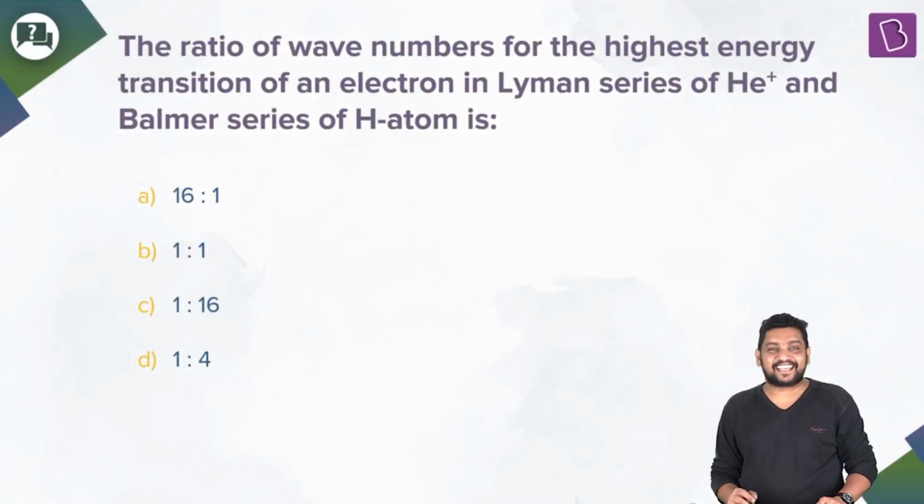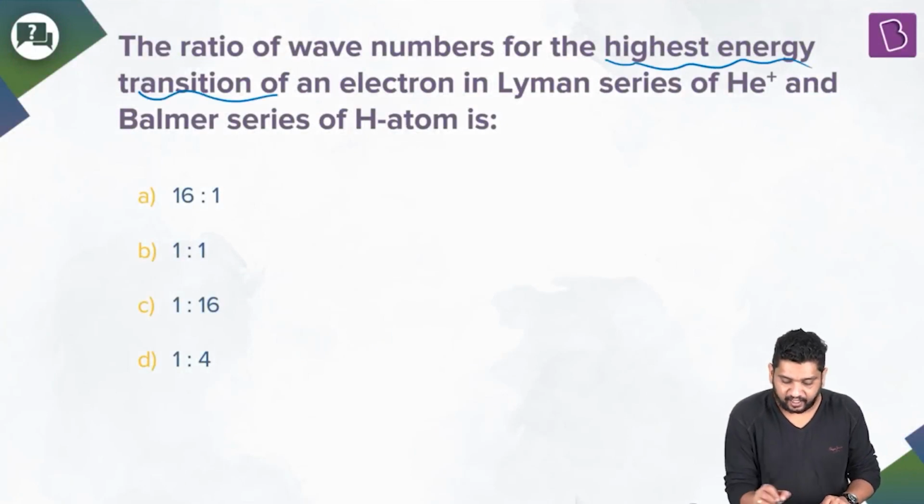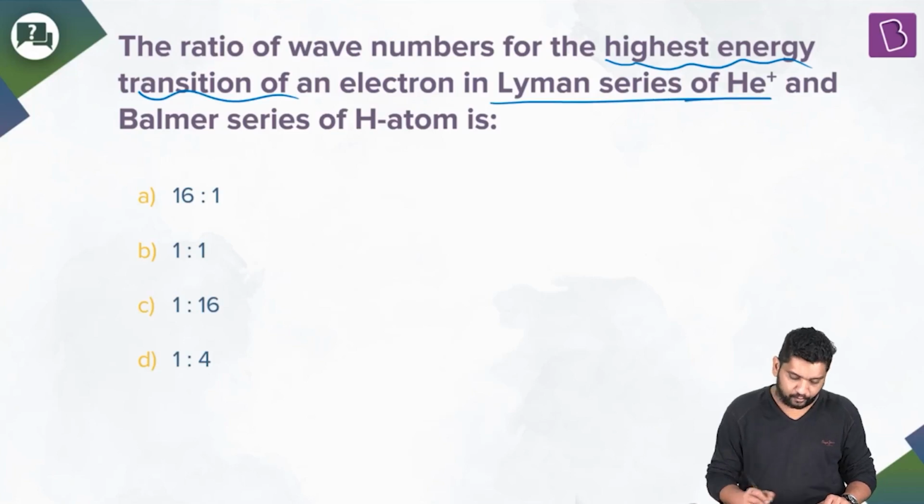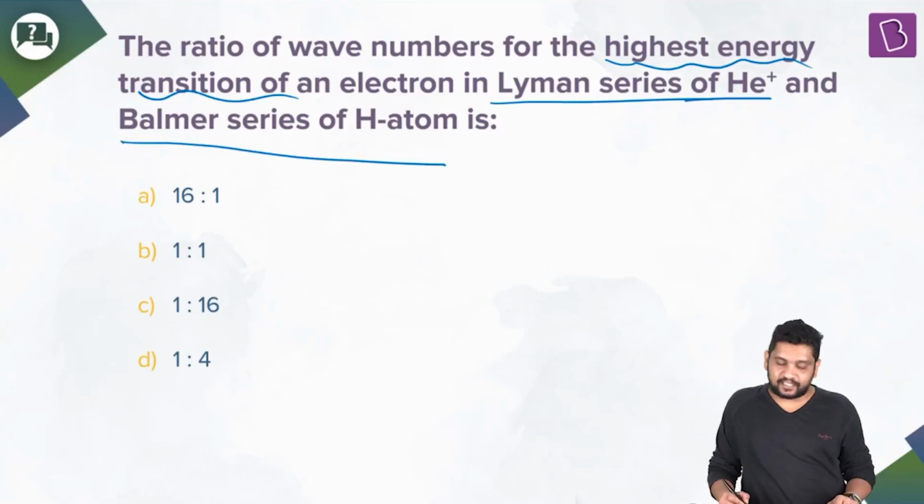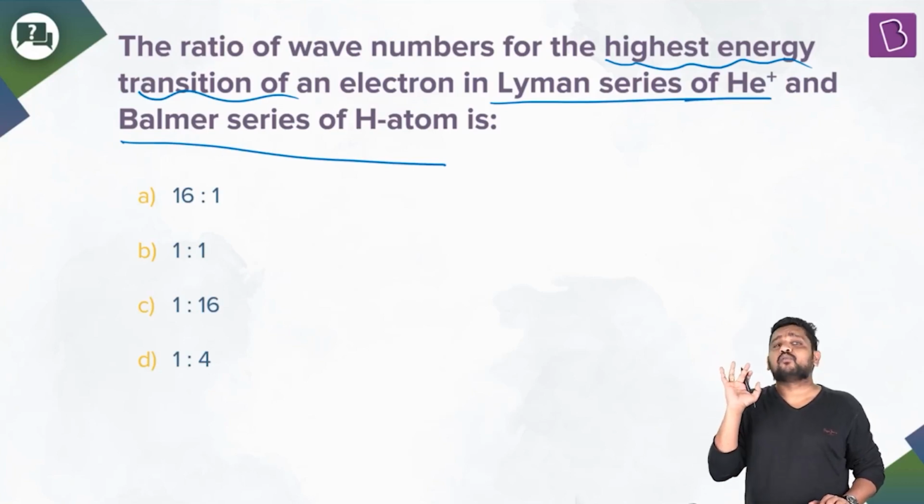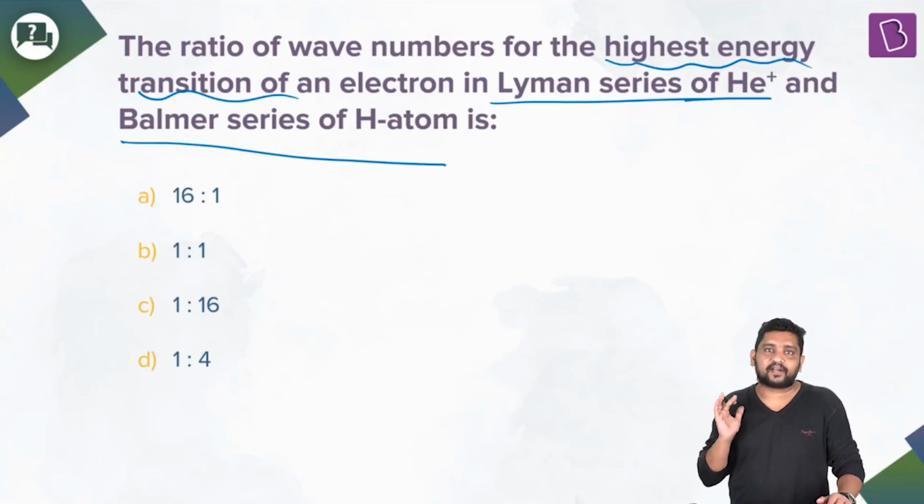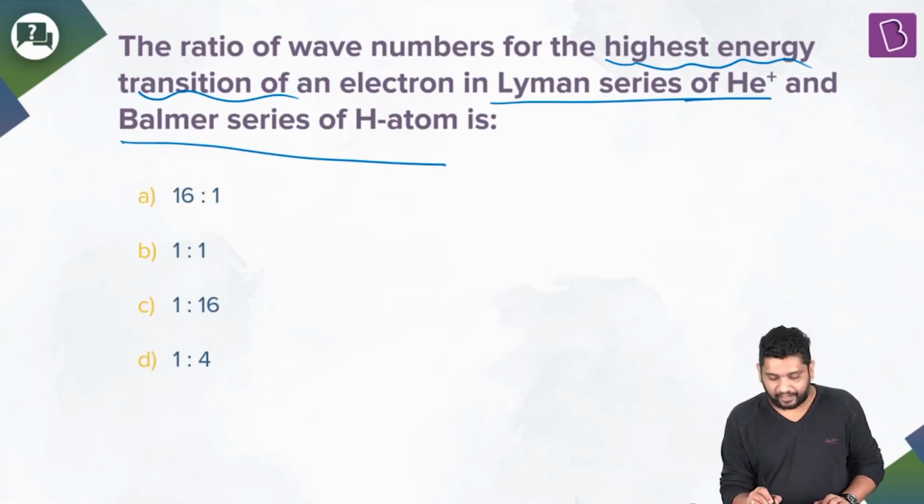Okay, this question says the ratio of wave numbers for the highest energy transition of an electron in the Lyman series of He plus and the Balmer series of hydrogen atoms. So we need the highest energy transitions, right? Highest energy transitions are always the ones coming from n equal to infinity to whichever level is defined for that particular series. This is the longest possible jump, the highest energy jump that is possible, and we need the ratio of wave numbers.